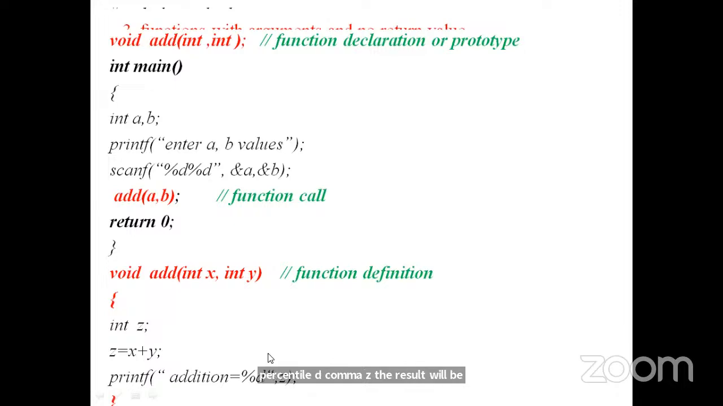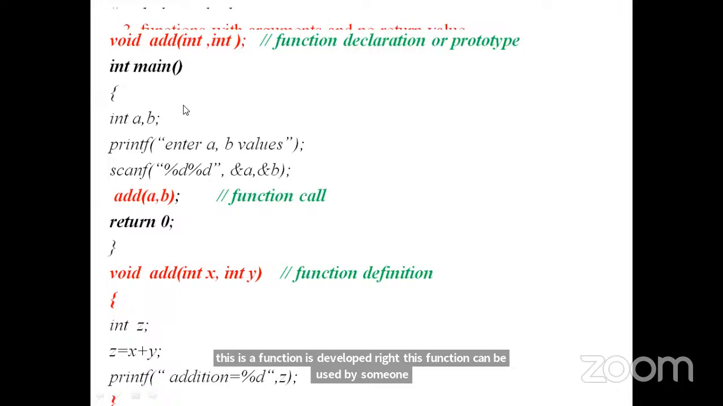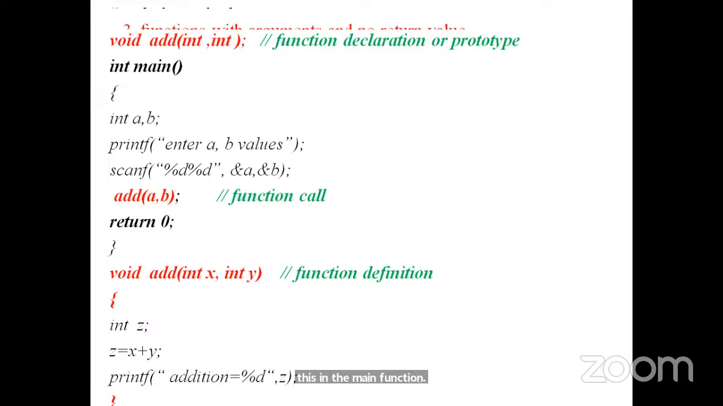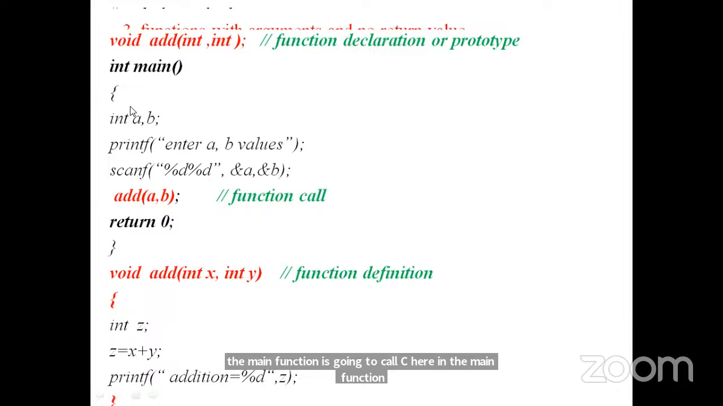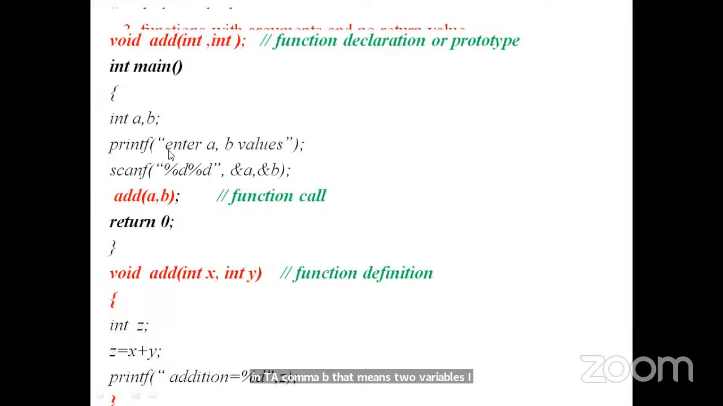Now this function is developed, right? This function can be used by someone. So who is going to use this? The main function is going to call it. See here, in the main function, int a comma b. That means two variables I have declared and I am taking the two values from the user input. Enter a comma b values. The user has entered some two values, suppose again 5 comma 10. Now that will be stored in a as well as b.